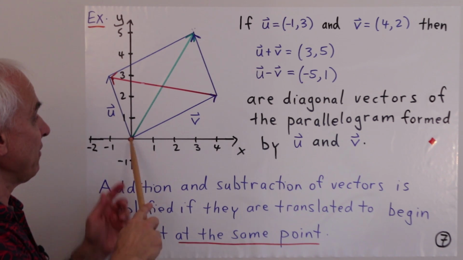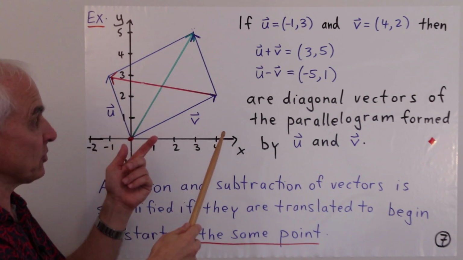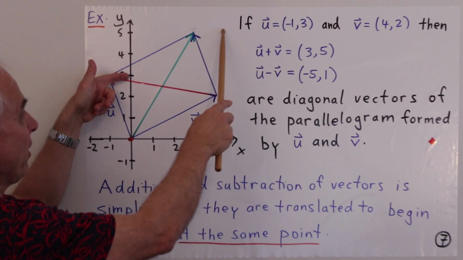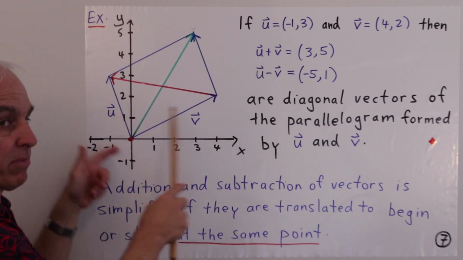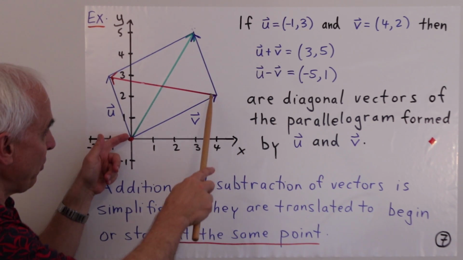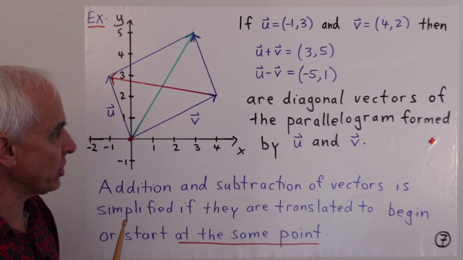Remember that the vector v, the vector 4, 2, can be translated and still be the vector 4, 2. So we could go from here to here, and that would still be the vector 4, 2. We could translate it to many places. If we put it right here, that's a particularly convenient spot because it's emanating from the origin.